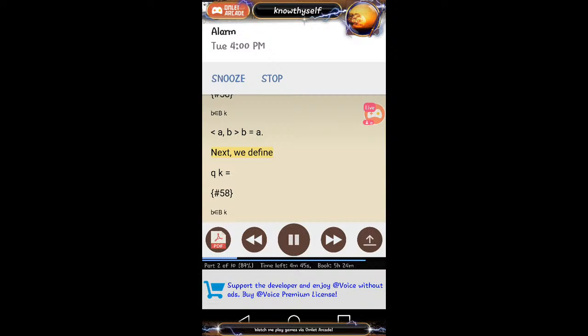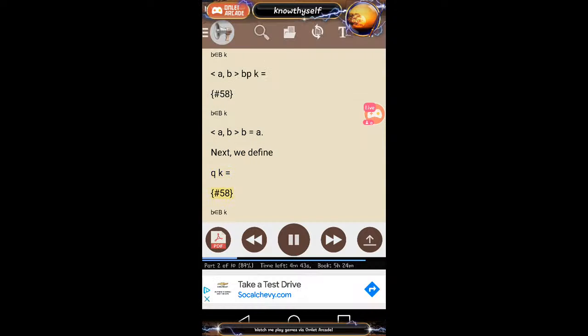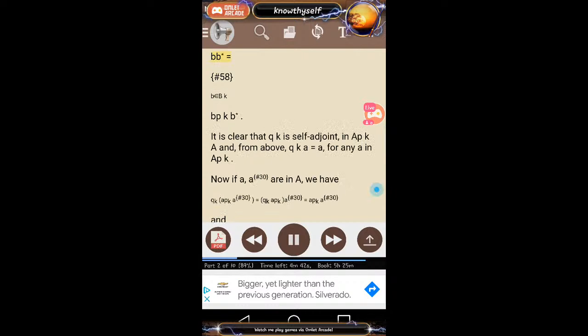Next, we define Q_k = the sum over b in B_k of b b*. It is clear that Q_k is self-adjoint in A P_k A. From above, Q_k a = a, for any a in A P_k.